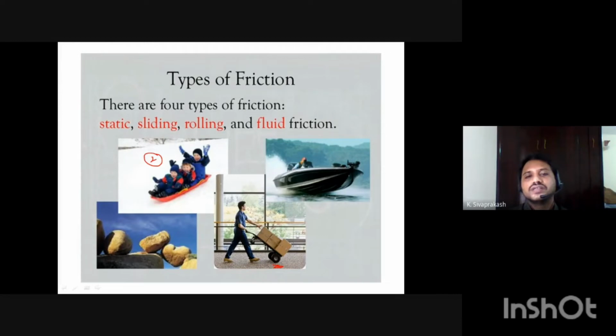And coming to the last one, the fourth example, here the boat is moving in the sea. So there is a resistance force by the fluid. So that's why this friction, or the opposite force which opposes the motion of the body due to the fluid, is also called a fluid friction. Okay, these are the different frictions which are developed in real life examples.